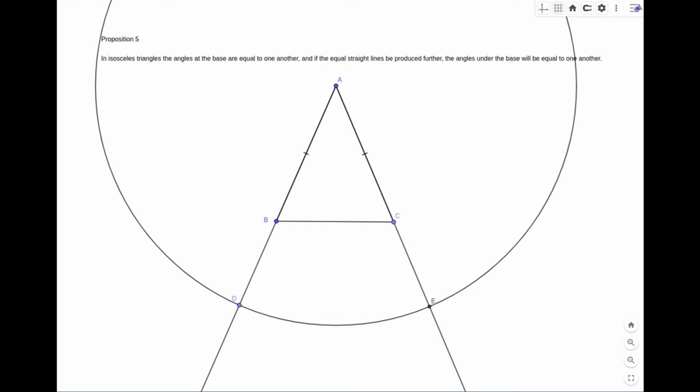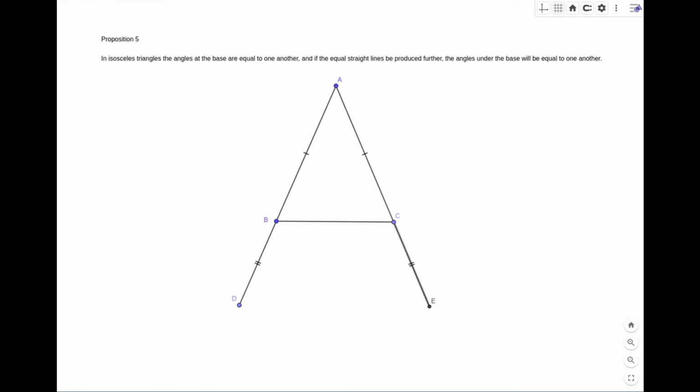And so because we had that AB was going to be congruent to AC, if we remove AB from our segment AD, and if we remove AC from our segment AE, then what that gives us is that our remaining segments BD and CE are going to be congruent by our common notion 3. And so at this point we can get rid of our rays and we can get rid of our circles, we don't need that one anymore.